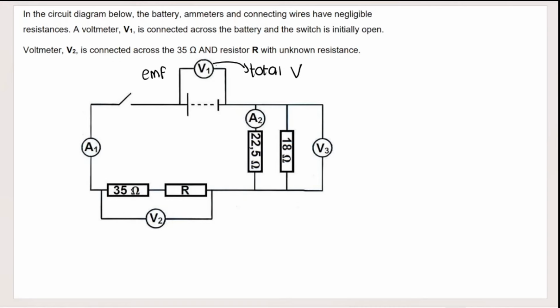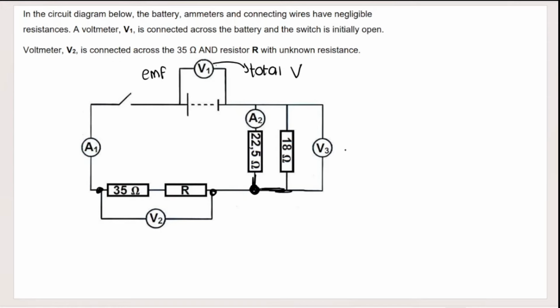V2 is connected across the 35 ohm resistor and resistor R. Do you see that? So this voltmeter will read the voltage across both of these resistances. But we don't know what resistor R is. My question was, which ones are in parallel? You can see that 35 and R are in series, and over here is where the split happens. So that means the 22,5 and the 18 ohm resistors are in parallel.